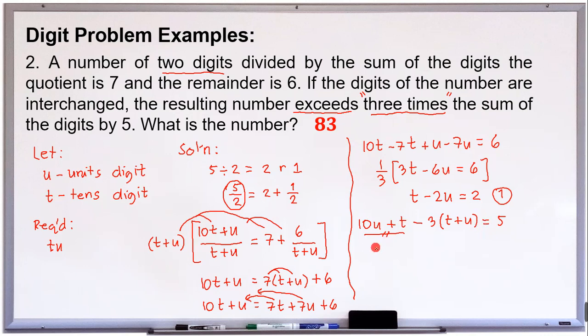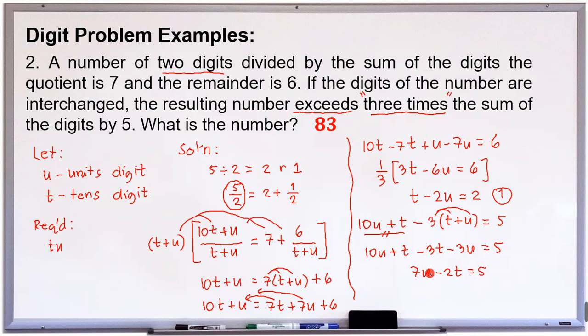Now we are going to simplify our second equation, so that would be 10u plus t minus, so we're going to distribute this one, do not forget the negative sign, so 3t minus 3u is equal to 5. Then combine like terms. So we have 10u minus 3u, that would be 7u. Then we have t minus 3t, that would be negative 2t is equal to 5.